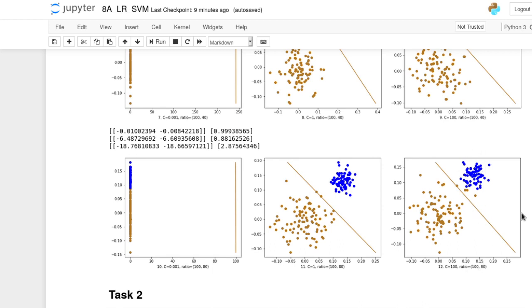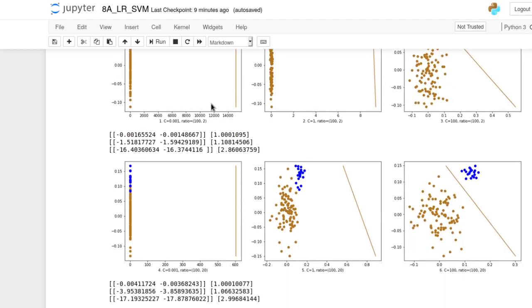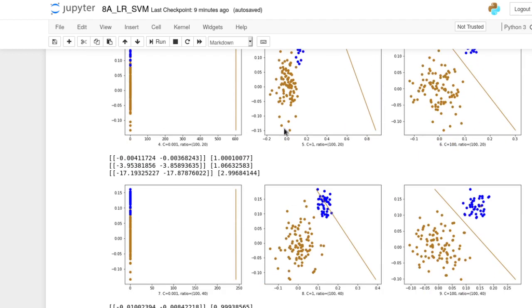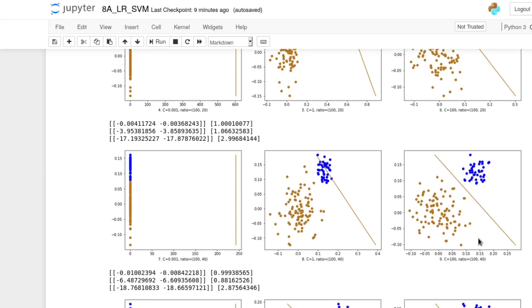So what is the conclusion? The conclusion is that a higher value of c leads to less regularization, and with a higher data ratio, we will do much better. We can clearly see the difference here, and we can also see the difference in the others.